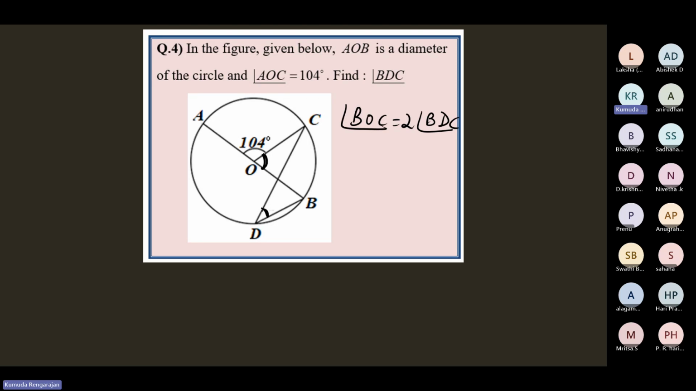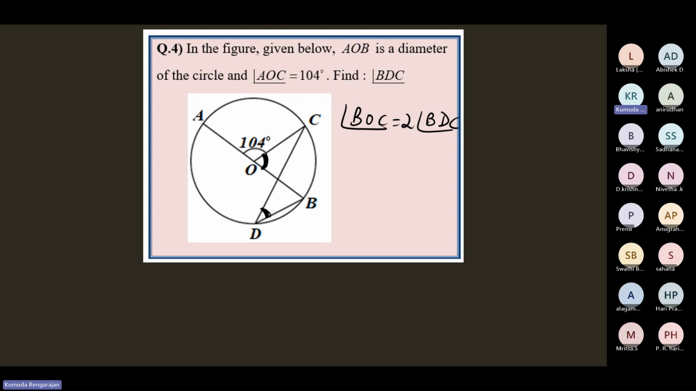You can see that this angle is made at the center by arc BC because the name of the angle is BOC. So it is made by arc BC. The name of this angle is BDC. So it's made by the same arc BC at the point D on the circumference. So the theorem connects such two angles. The angle at the center is double the angle on the circumference.